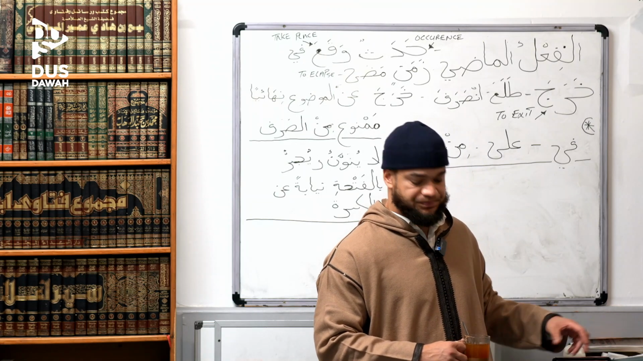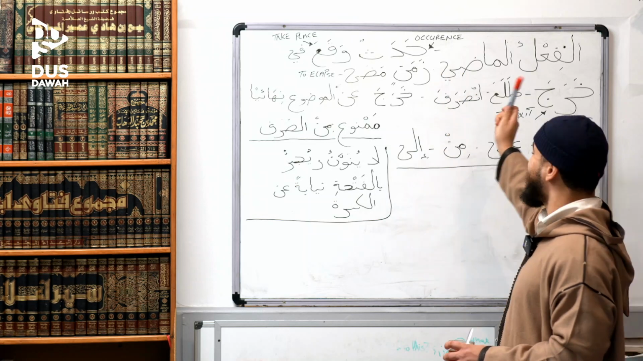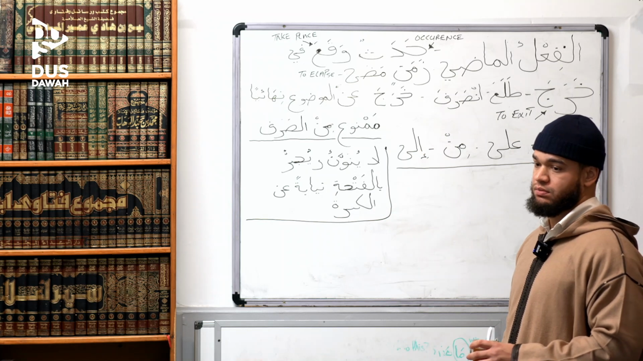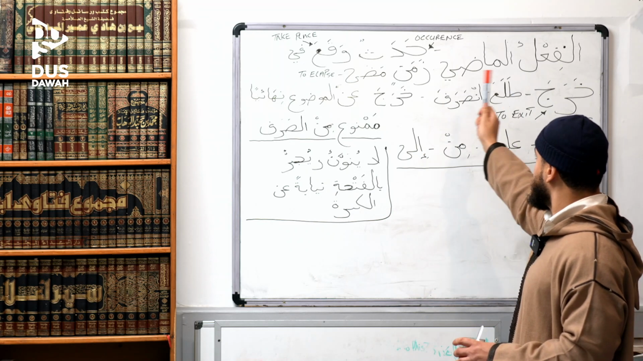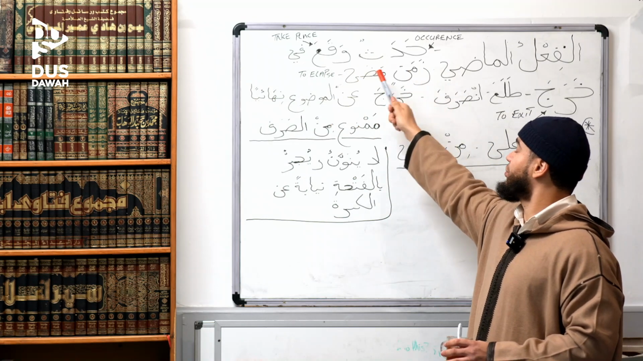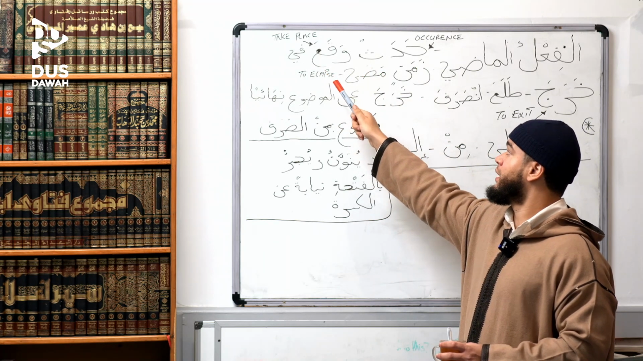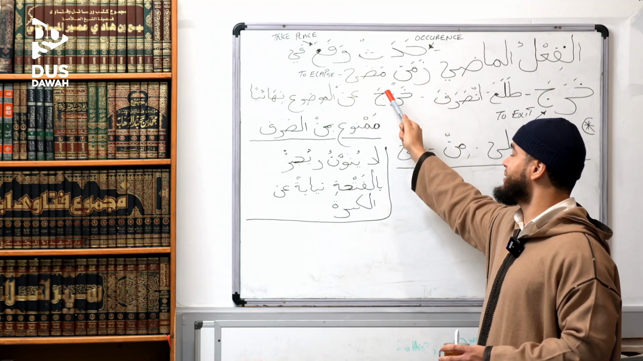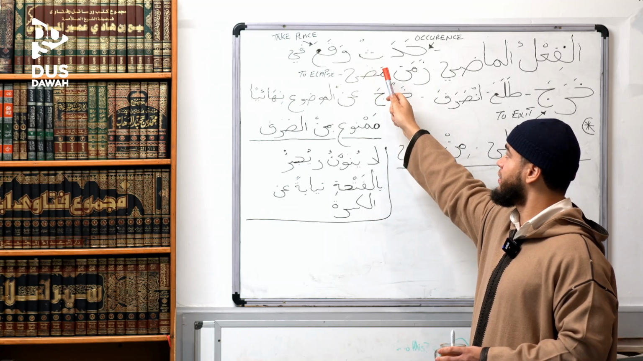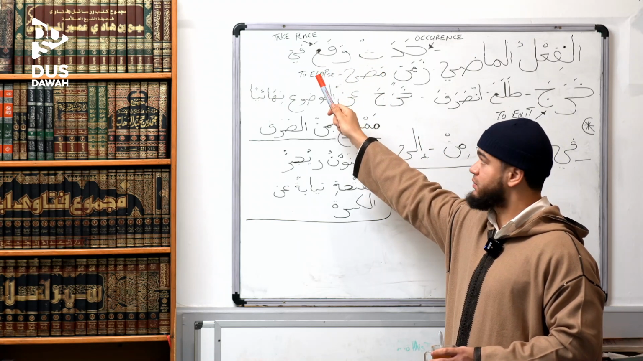Past tense verb. Now, as it is written on the sabura, which is hadathun waqa'a fi zamanin mada. Let's try that together. Hadathun, waqa'a, fi zamanin mada. Try again. Hadathun, an occurrence. Waqa'a, that has taken place.